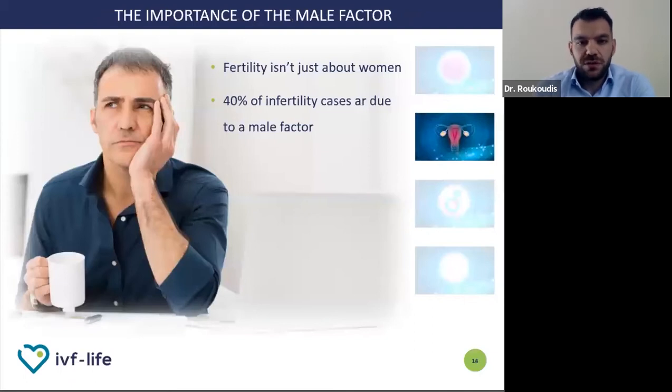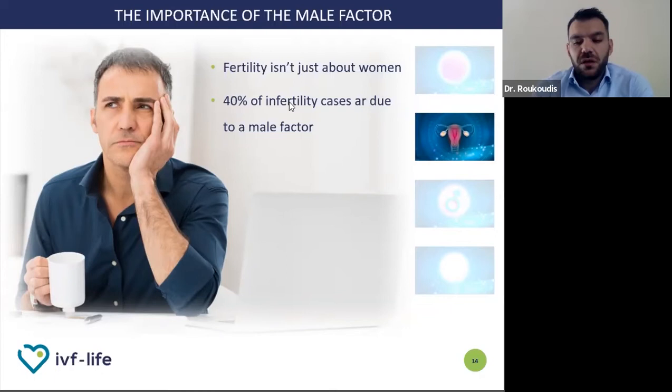Now let's go to our part, to the male part. Also very important, the male factor, because you can see it here on the screen. 40% of the infertility cases are due to a male factor.